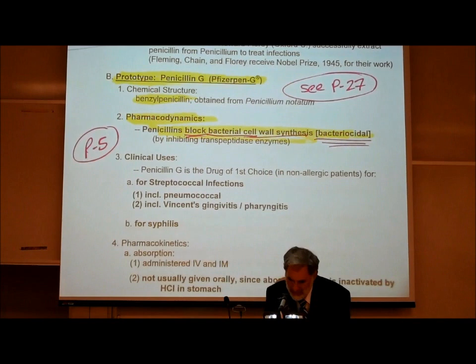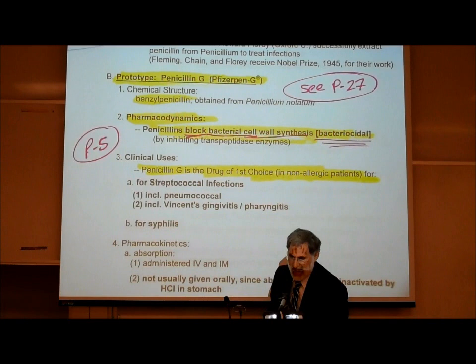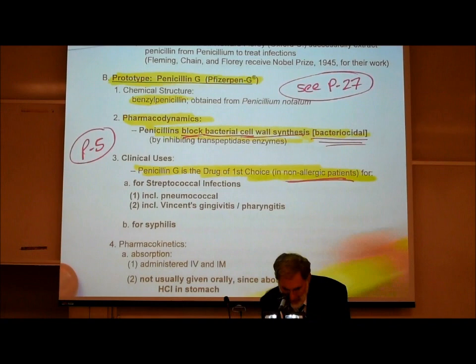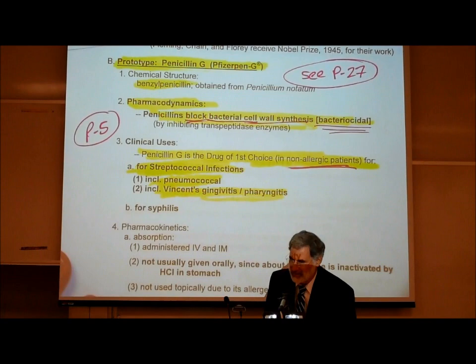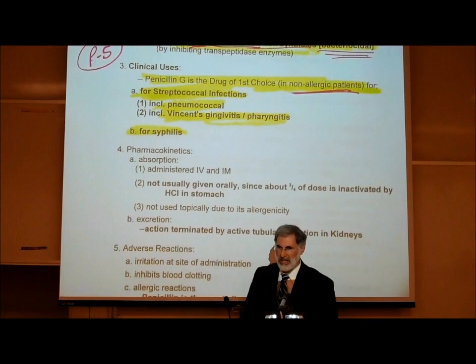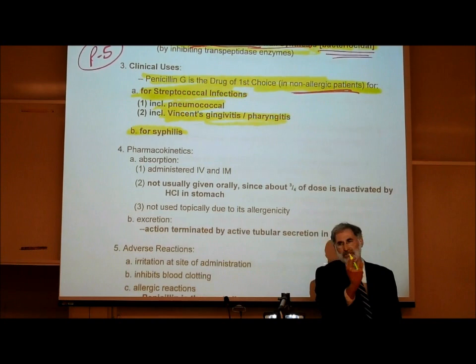What is its spectrum of action? So penicillin G is the antibiotic of first choice, assuming you're not allergic to it, for strep infections, streptococcal infections, including strep throat, pneumococcus, and Vincent's gingivitis, pharyngitis, and for treponema pallidum, the spirochete that's responsible for syphilis. All right, so in other words, it's used for strep infections and syphilis, basically.